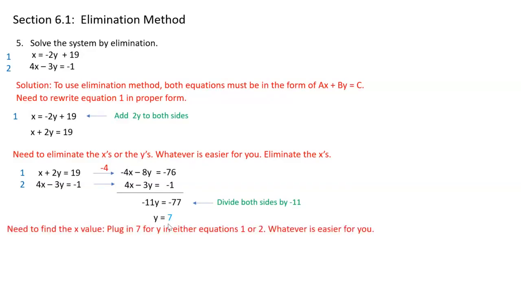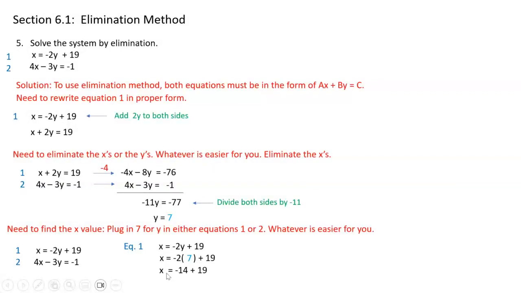Right? Now I need to find the x value. So I can go either to equations 1 or equations 2. In my opinion, it's easier to go to equation 1 because the x is already by itself, or the x is already isolated. Okay? So I'm going to go to equation 1. I'm going to plug in 7 where the y is.